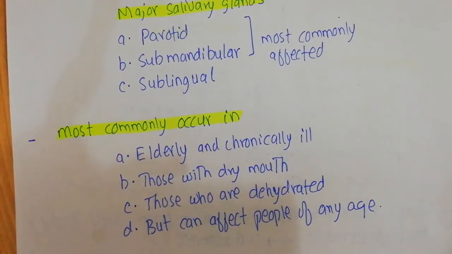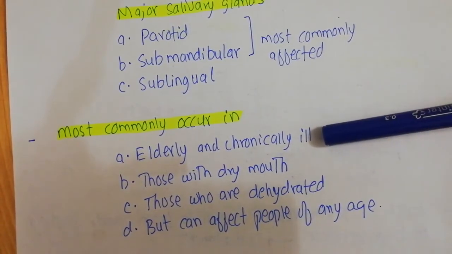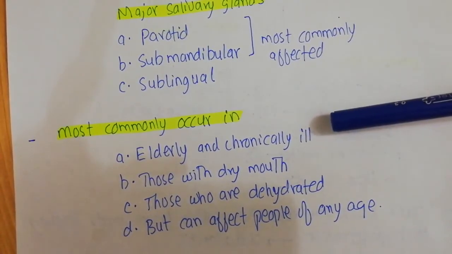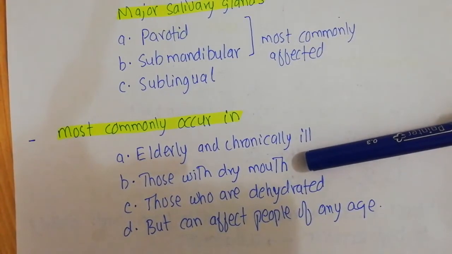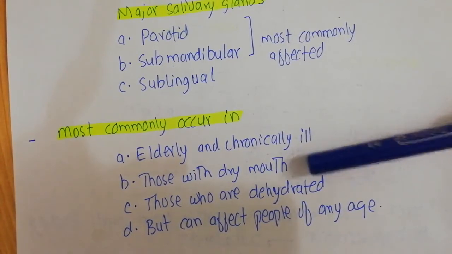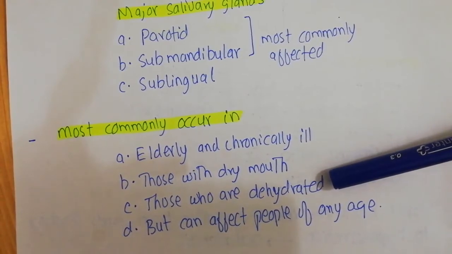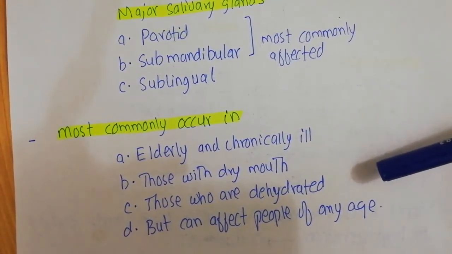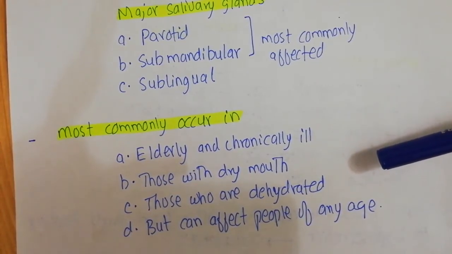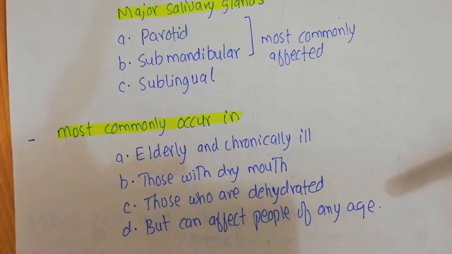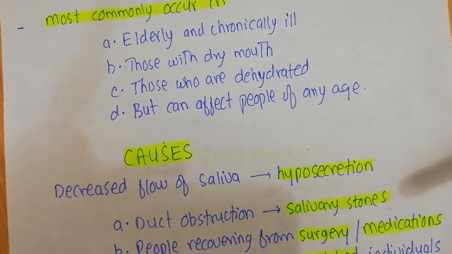Looking at the incidence of sialadenitis, it commonly occurs in elderly and chronically ill individuals because of their weak immune system and other physiological conditions of the body. Individuals who have a dry mouth because of medication or other underlying diseases can also develop sialadenitis, and so can dehydrated individuals. But sialadenitis can affect people of any age. That doesn't mean that only the elderly, chronically ill, dry mouth or dehydrated individuals are affected, but these are the individuals in whom it most commonly occurs.